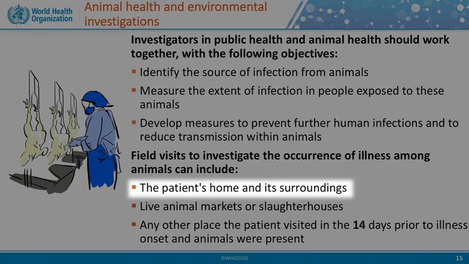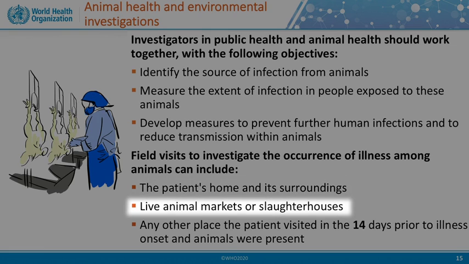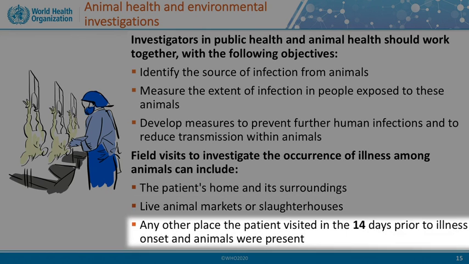It's important to do field visits at the patient's home and their surroundings to determine if there are any live animals there, to visit live animal markets or slaughterhouses and to see how people come in contact with those animals, and any other place the patient visited in the 14 days prior to symptom onset and where those animals were present.